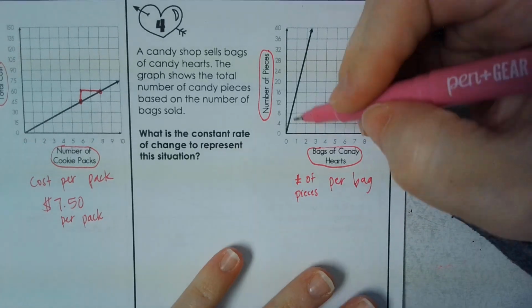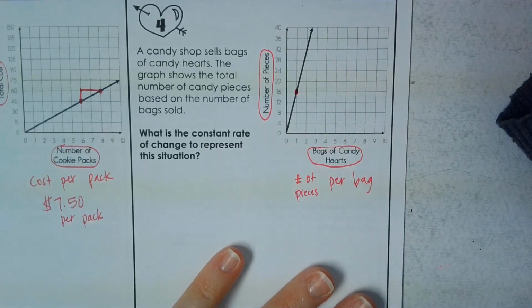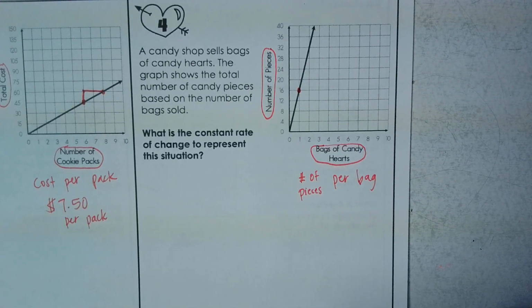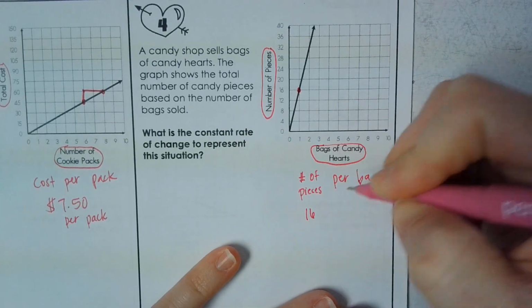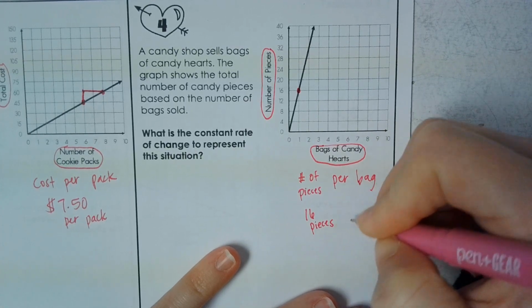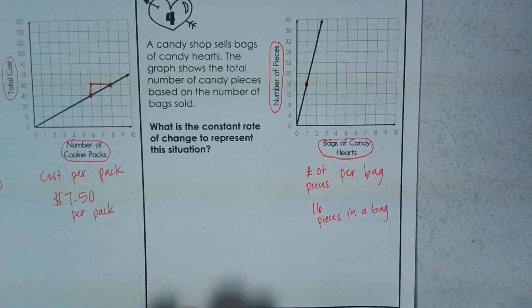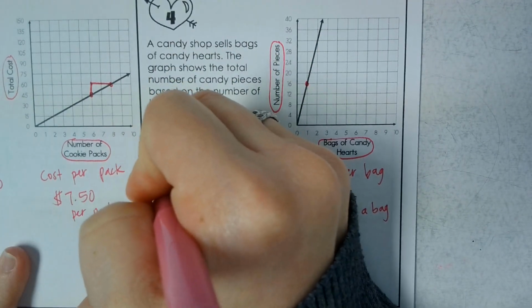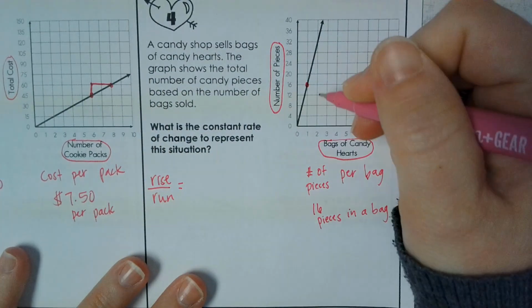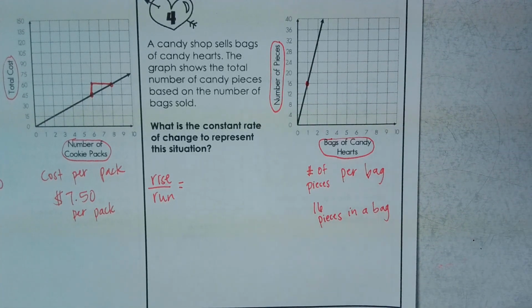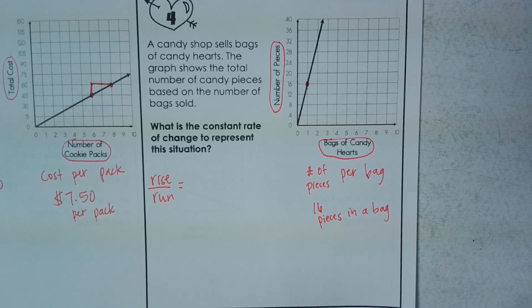16. Yeah, it looks like it is to me. Oh, did I say it wrong? Sorry. How many pieces per bag? My bad. Okay, so yes, according to this, there are 16 pieces in a bag. And then just for funsies, let's confirm it by doing slope. You do not have to do this. If you can see it, say the answer and keep going about your business. But for now, we're going to prove that we're correct doing rise over run.